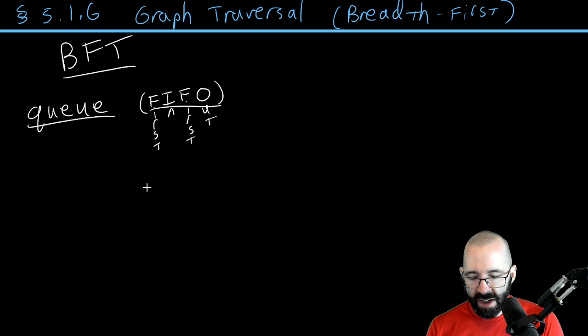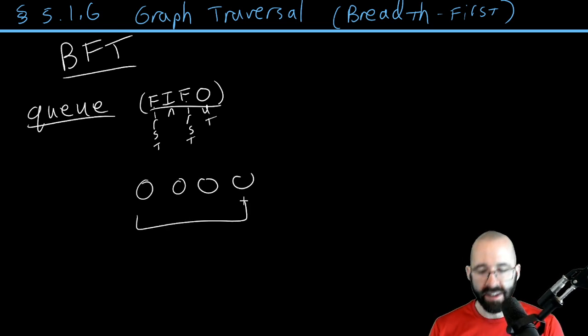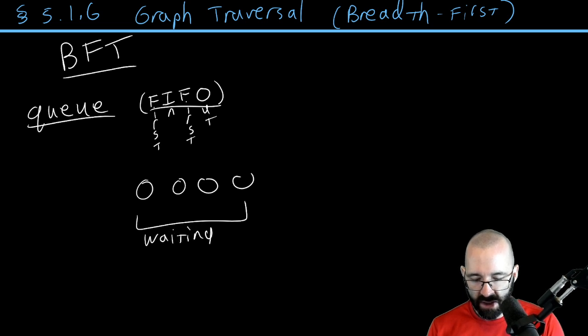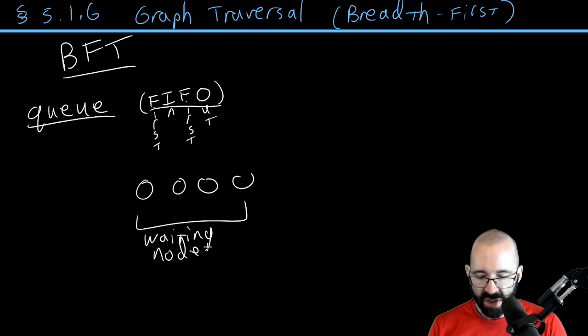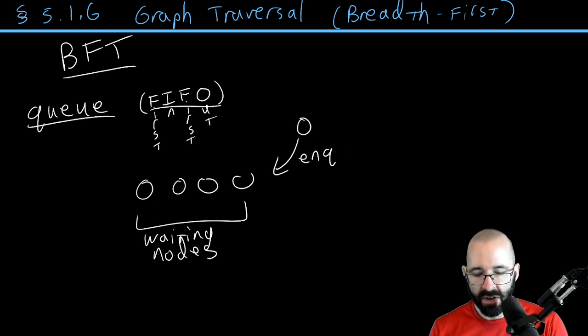And basically, right, let's say that we have some waiting nodes here. Some nodes that are waiting in line, like good nodes. Then, of course, what the queue is that if they're waiting in line, then if you want to get in line, you got to join at the end. And this is called enqueuing a node.